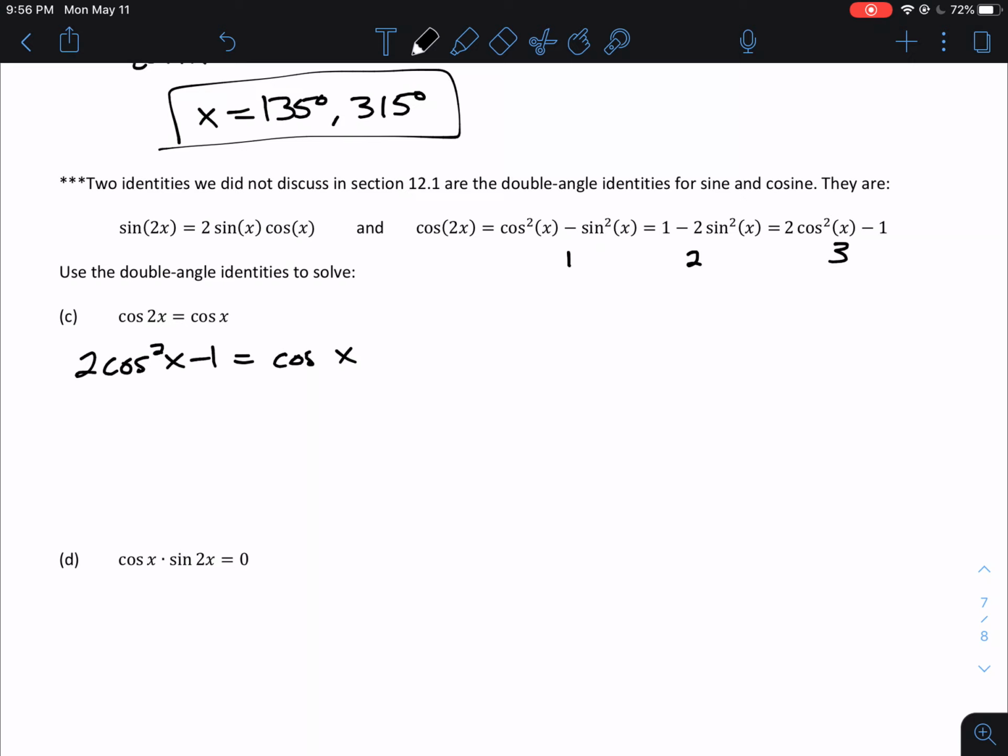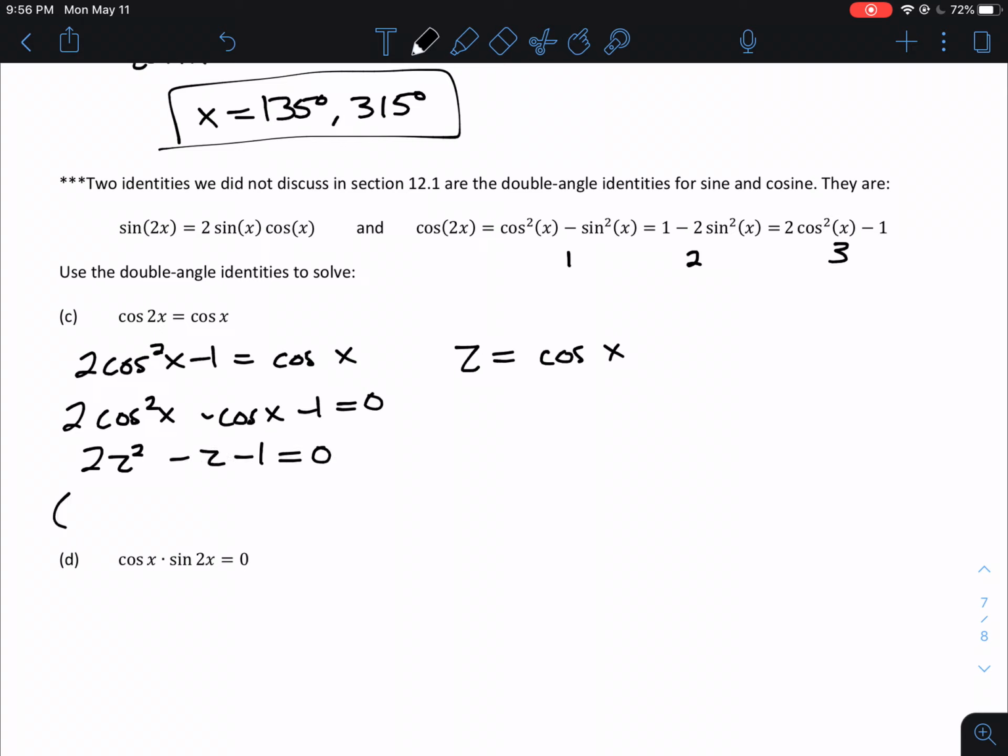Okay, and then from there, let's get one side of our equation to equal 0. So let's subtract the cosine of x over to the left side. And then we can start to try to factor this. So I'm going to go ahead and do the substitution. So let's let z equal cosine of x. So now our equation looks like this. We've got 2z squared minus z minus 1 is equal to 0. And now let's work to factor that out.